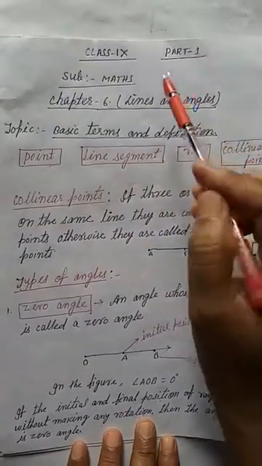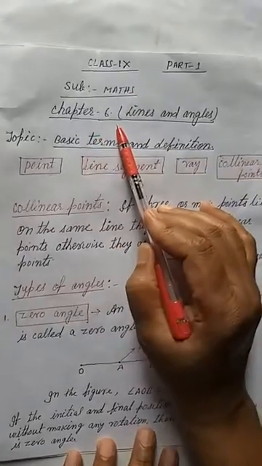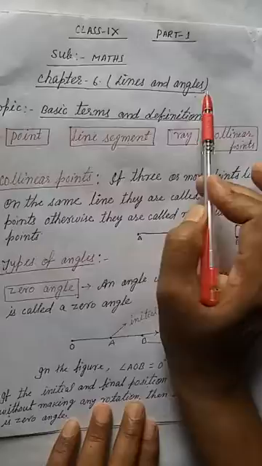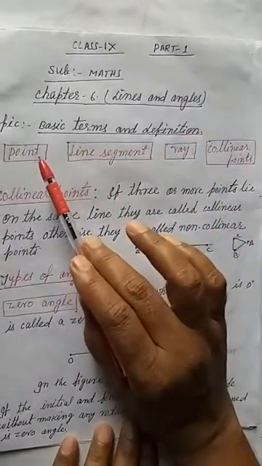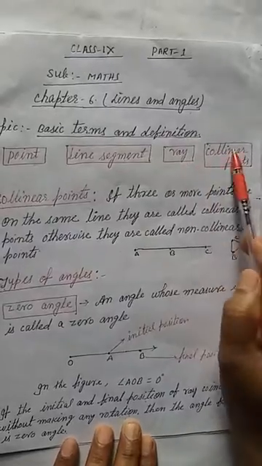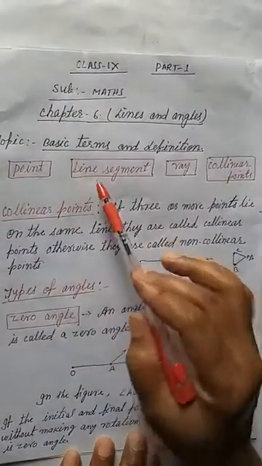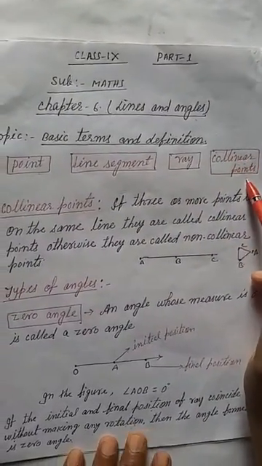Today our class is ninth, subject math, chapter 6. Name of the chapter is lines and angles. Okay students, topic: basic terms and definitions. So: point, line segment, ray and collinear points. I already discussed what is a point, what is a line segment, what is a ray. But the new topic is collinear points.